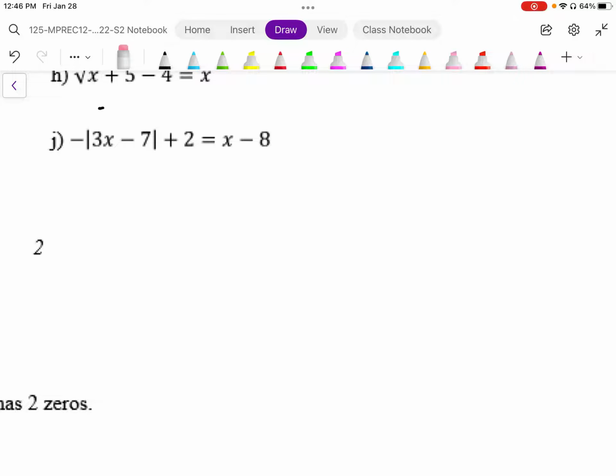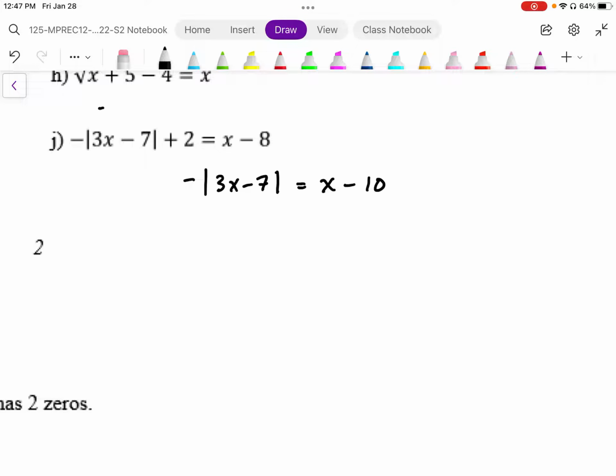In question J, we want to solve the absolute value. So first of all, we have to isolate the absolute value before we can undo it. So I'm going to, first of all, subtract 2 from both sides. So I end up with the absolute value of 3x minus 7 equals x minus 10. So I've subtracted 2 from both sides.